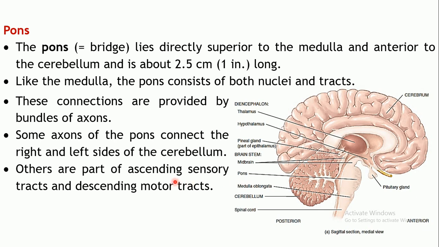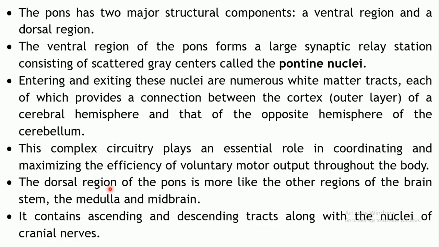The other tracts act as the ascending sensory tracts or the descending motor tracts, just like what we have seen in the medulla. Now the pons has two main structural components, the ventral area and the dorsal region. The ventral region means the one present in the anterior area, and dorsal region means the posterior region. Now the ventral region is the one present towards the anterior side of the pons.